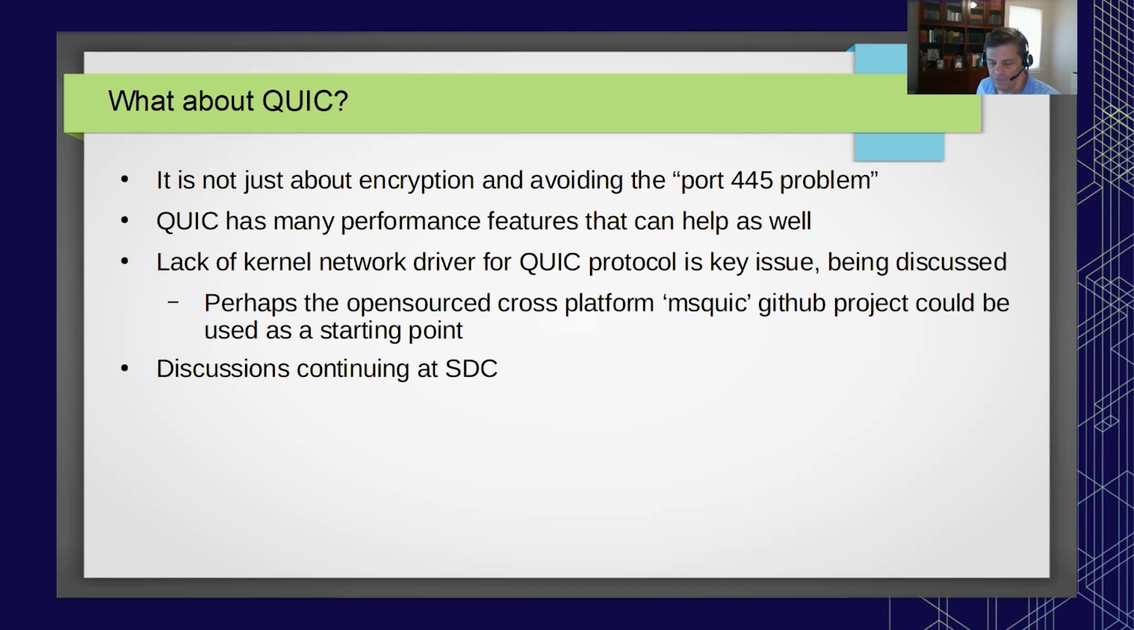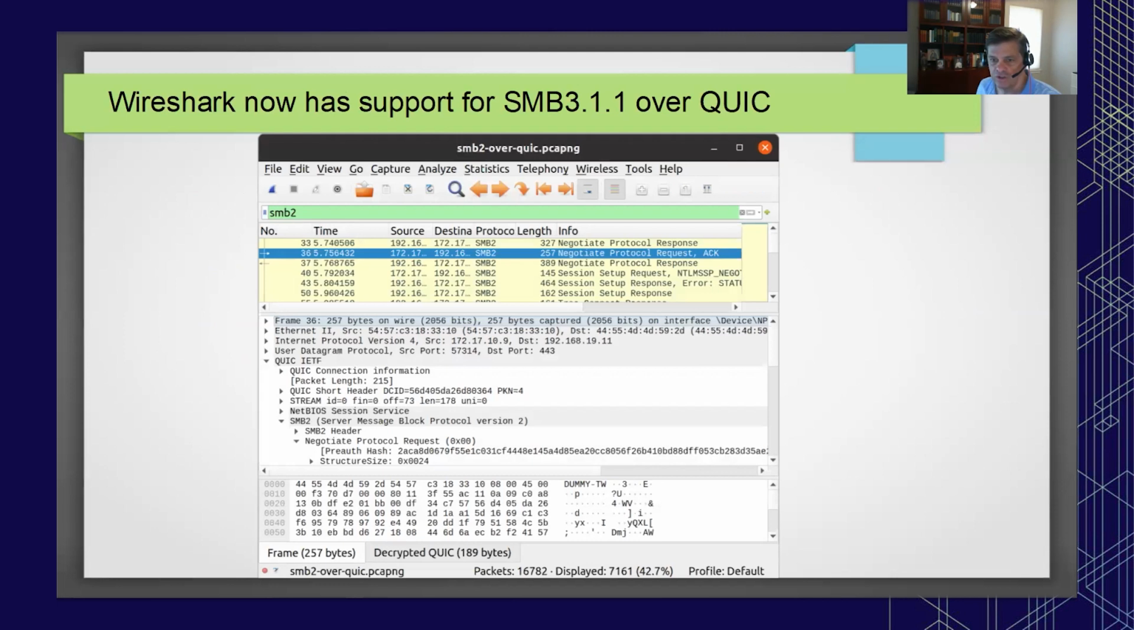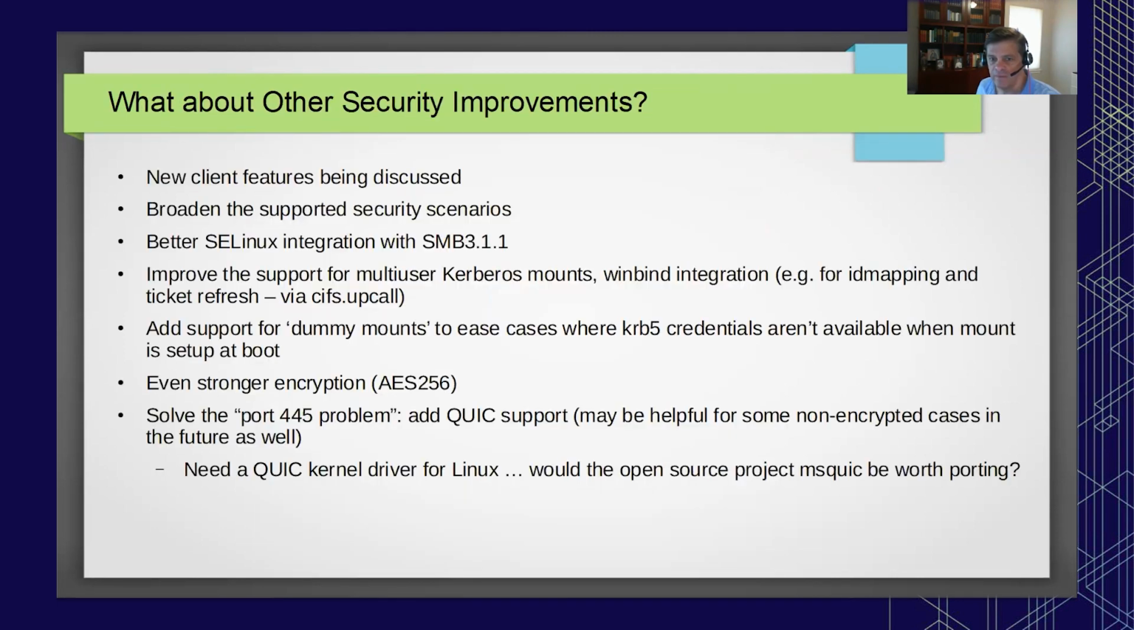Well, take this example, this presentation, right? We'd love to be sharing this presentation in Azure without having to do complex VPNs. So this work on QUIC is very exciting, and any ideas on how to get a QUIC driver in the Linux kernel faster would be appreciated, and would be worth talking about on the Linux cifs mailing list. So also notice that Wireshark now has support for decoding QUIC.